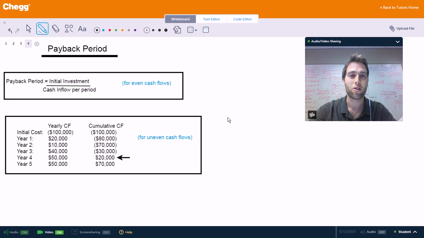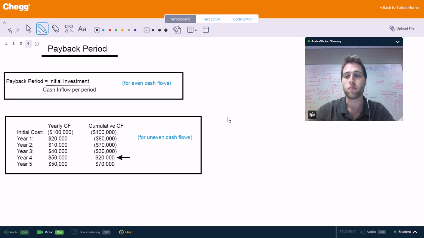My name is Mark, I'm a CPA and Chegg Tutor, and right now I want to talk to you about the payback period. Alright, so what is the payback period? Well, it is a valuation method similar to net present value or IRR that can be used by managers or executives to determine whether they want to undertake an investment, whether it's going to be worth their money in time.